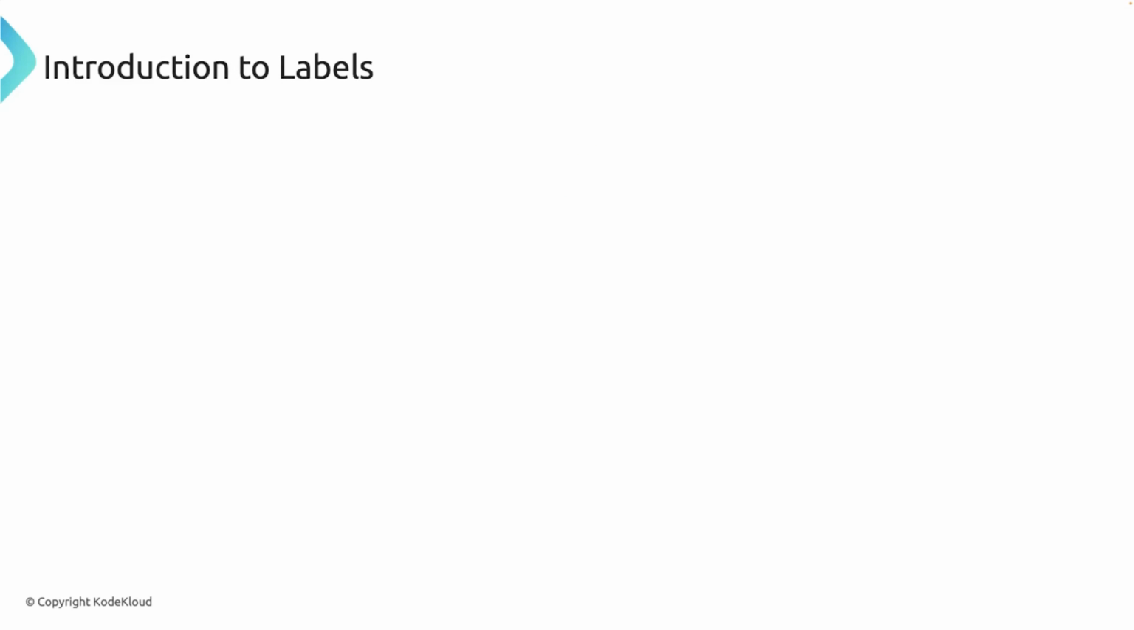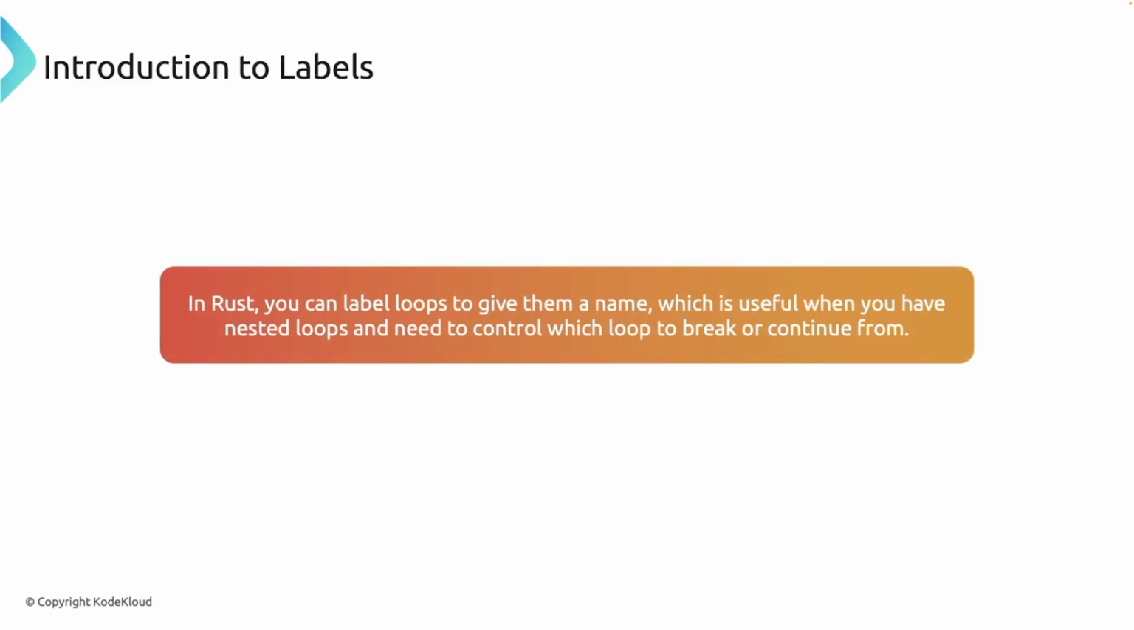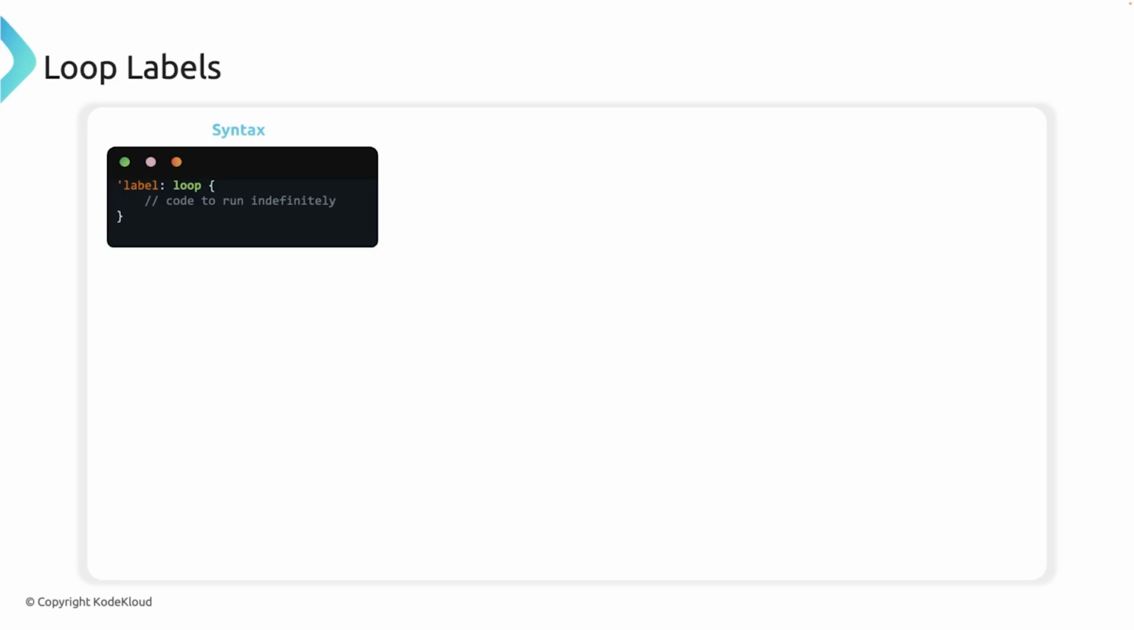Now, in Rust, you can label loops to give them a name, which is useful when you have nested loops and need to control which loop is used to break or continue from. This is how you can label your loop. So you give them a name, which is useful when you have nested loops and need to control which loop to break or continue from. They are defined with a single quote followed by the label name.